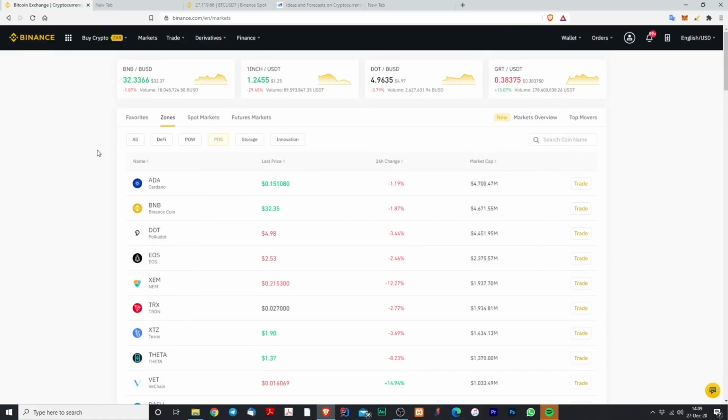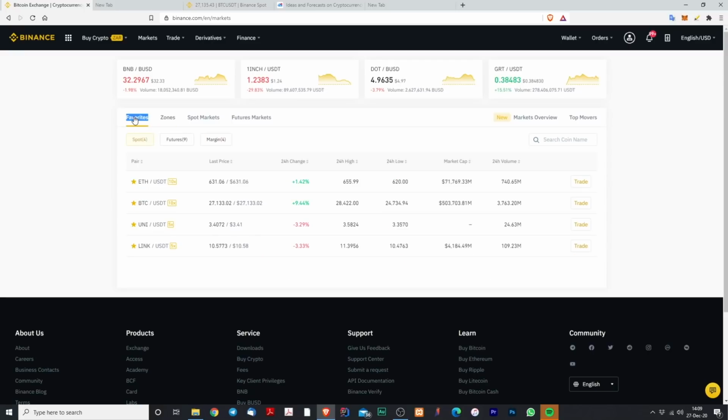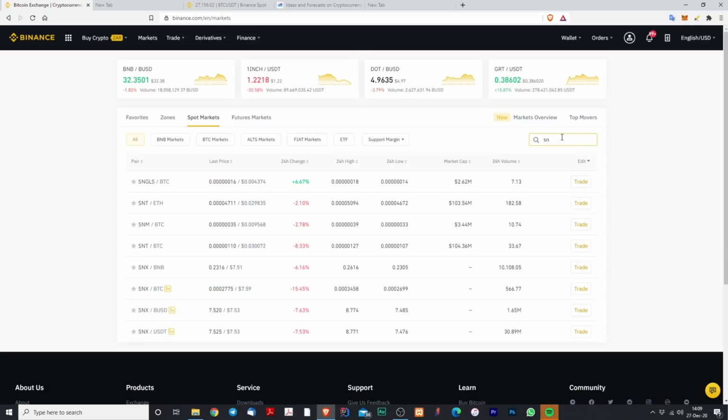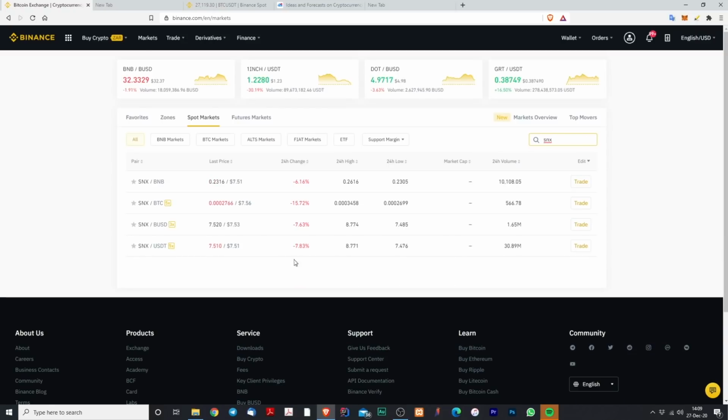Let's go back into, and by the way, let me just go to spot. You can always search here if you want something specific that you cannot see. For example, if I want to see SNX, I simply type it and it will show me all the pairs available with SNX, and then I can trade them. Okay, enough of that stuff.